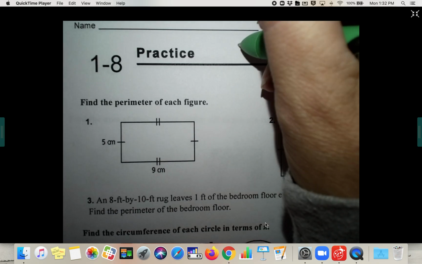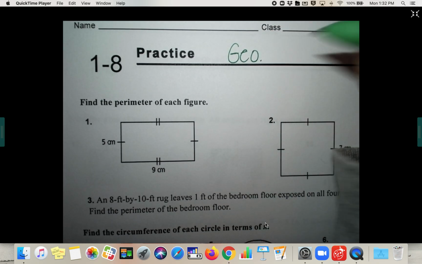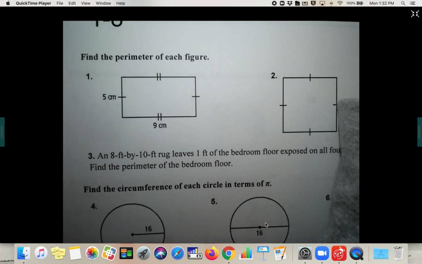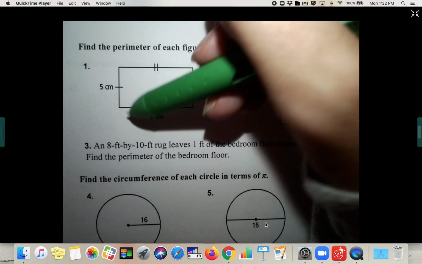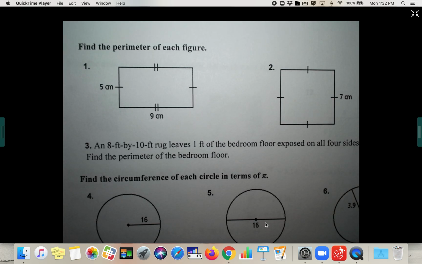Your geometry notes for lesson 1.8. So the first one says find the perimeter of each figure. So perimeter is just, you're going to take all the sides and add them up.